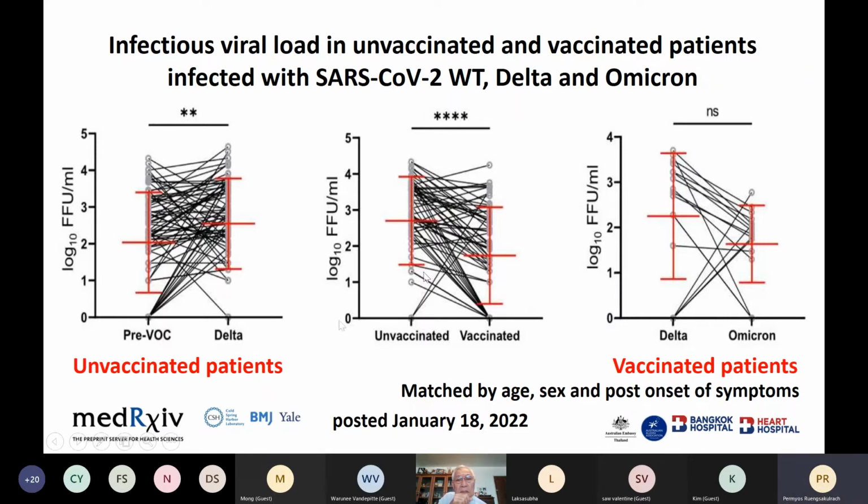But after you have the vaccine, the vaccine brings the viral load down, compared to unvaccinated patients. But when you compare the Omicron with the Delta, it's not different. Even though the Omicron viral load is lower, it's not significantly different from the Delta variants.